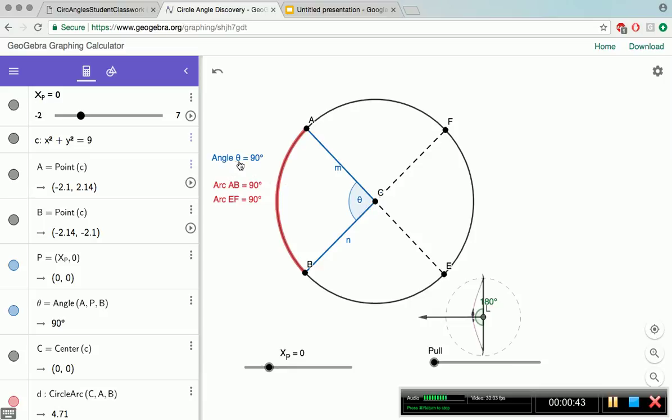Now let's look at some of the measurements. We have the angle theta is 90 degrees. Also arc AB is 90 degrees. So this red arc is the same as this blue arc here. And then we also have the arc EF, which would be on the other side of the circle, not currently highlighted, but that one's also 90 degrees.